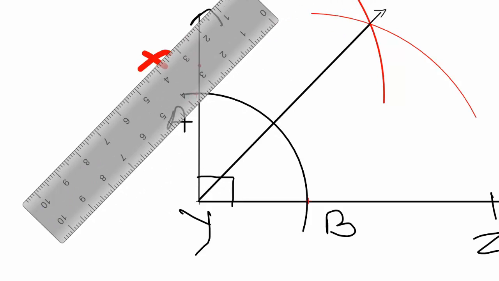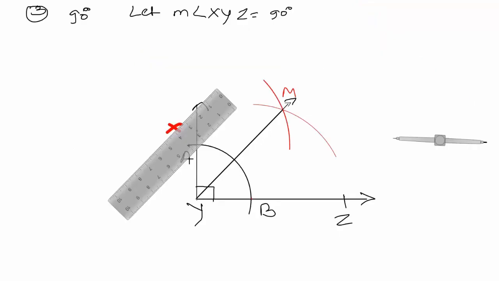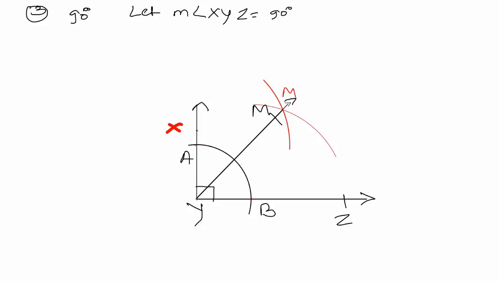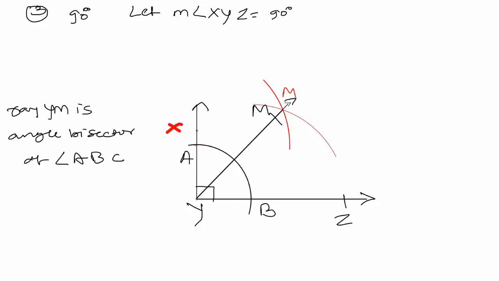This one is the point M. Here segment, here ray YM is the angle bisector of angle XYZ. This is the required figure.